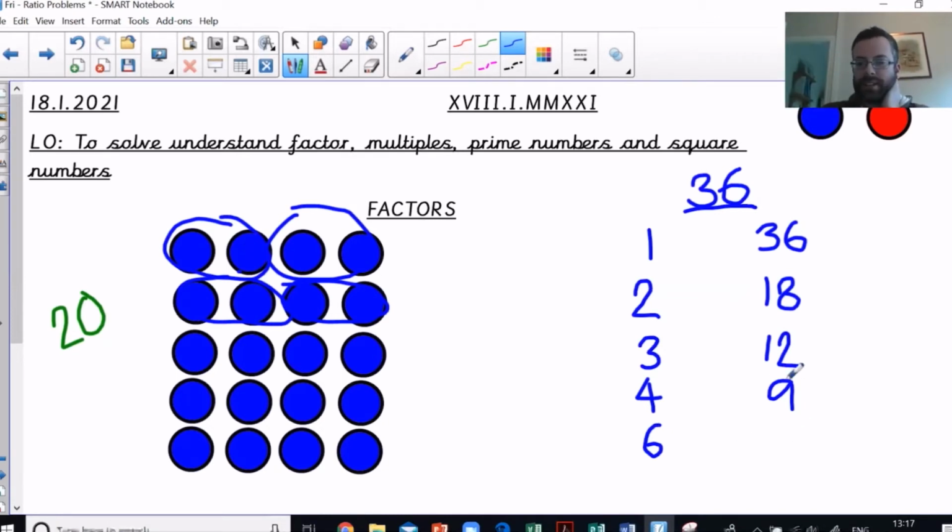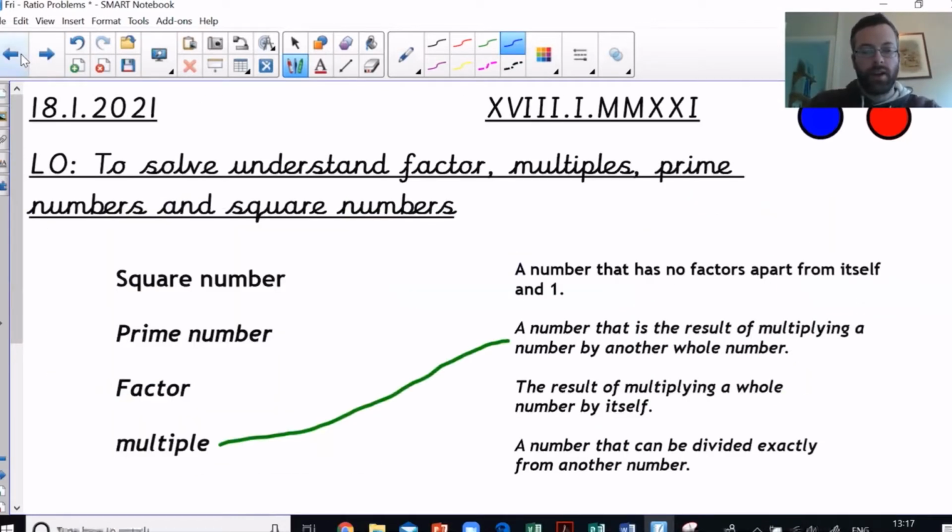And now I'm back to 9. And because I've got to 9, and 9's already on this side, that tells me that I've found all of the factors of 36. Okay, so going back to our first one, which one of these is the factors definition?